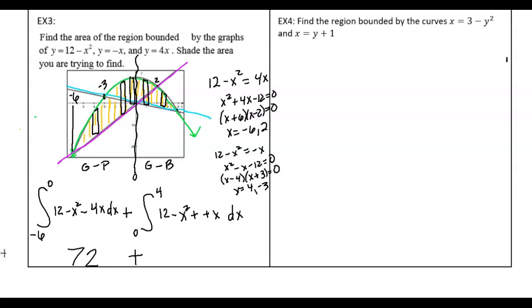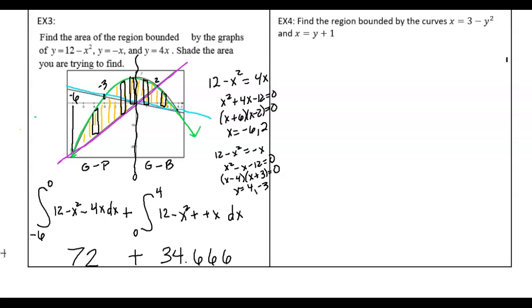Number 9. So we go from 0 to 4. I know, you can tell I'm a math teacher. So 12 minus x squared plus x dx. There we go. That's what I would expect. I mean, it is even amazing.